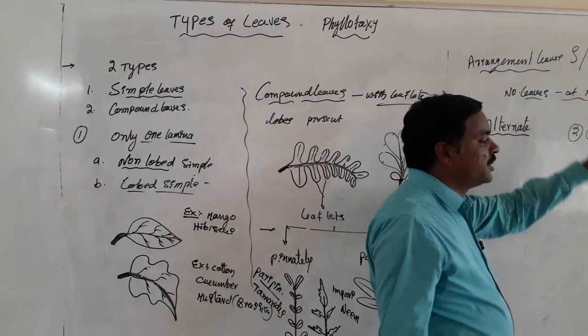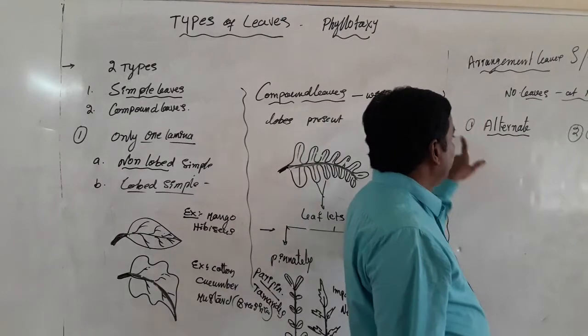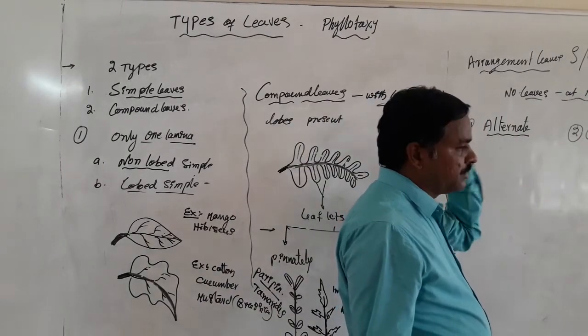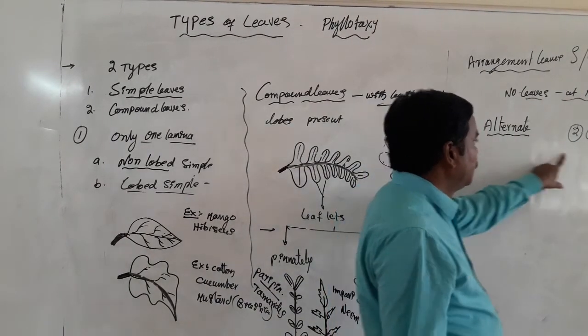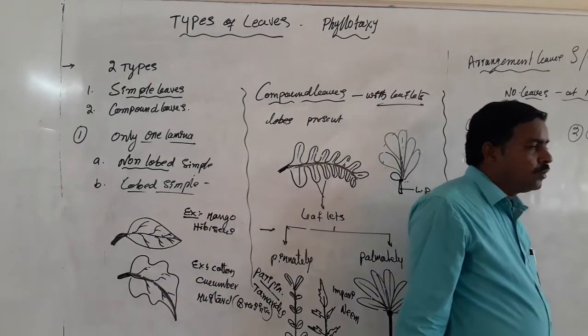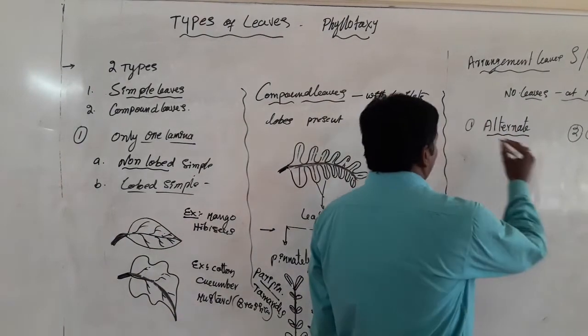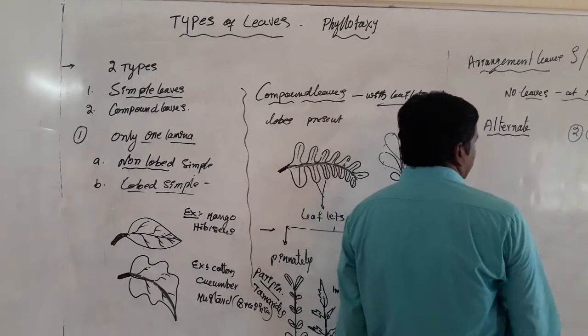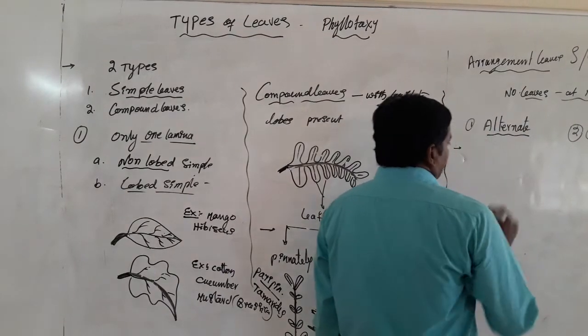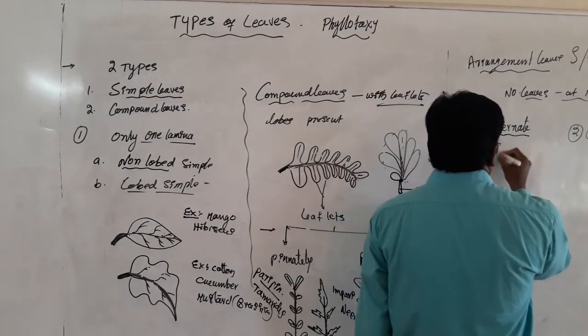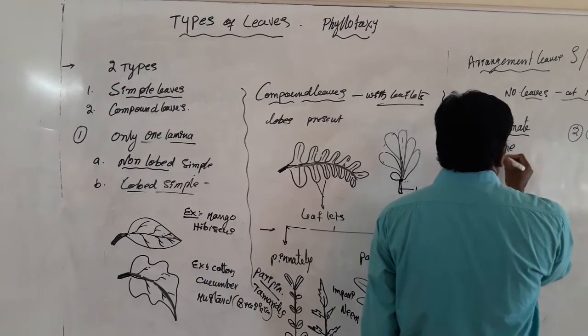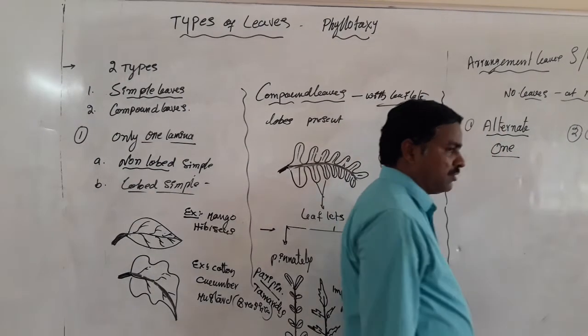Based on the number of leaves present at each and every node, phyllotaxy is divided into three types. One is alternate, two opposite, three whorled phyllotaxy. Now coming to the first one, alternate phyllotaxy. Alternate phyllotaxy is represented by only one leaf at each node.